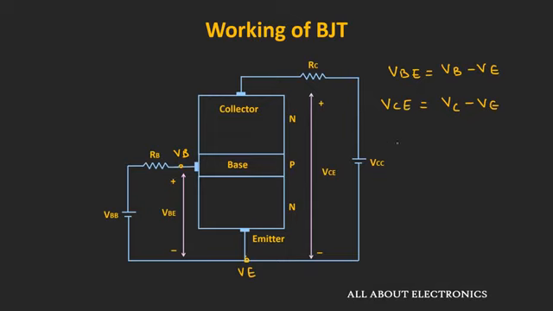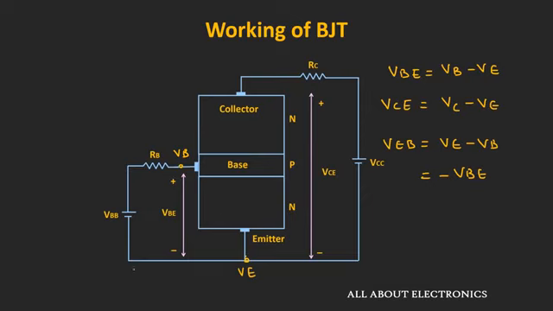So instead of VBE, if we write voltage VEB, then it can be written as voltage VE minus VB, and this voltage will be the negative of the VBE. So throughout our discussion on the BJT, we will use these notations.